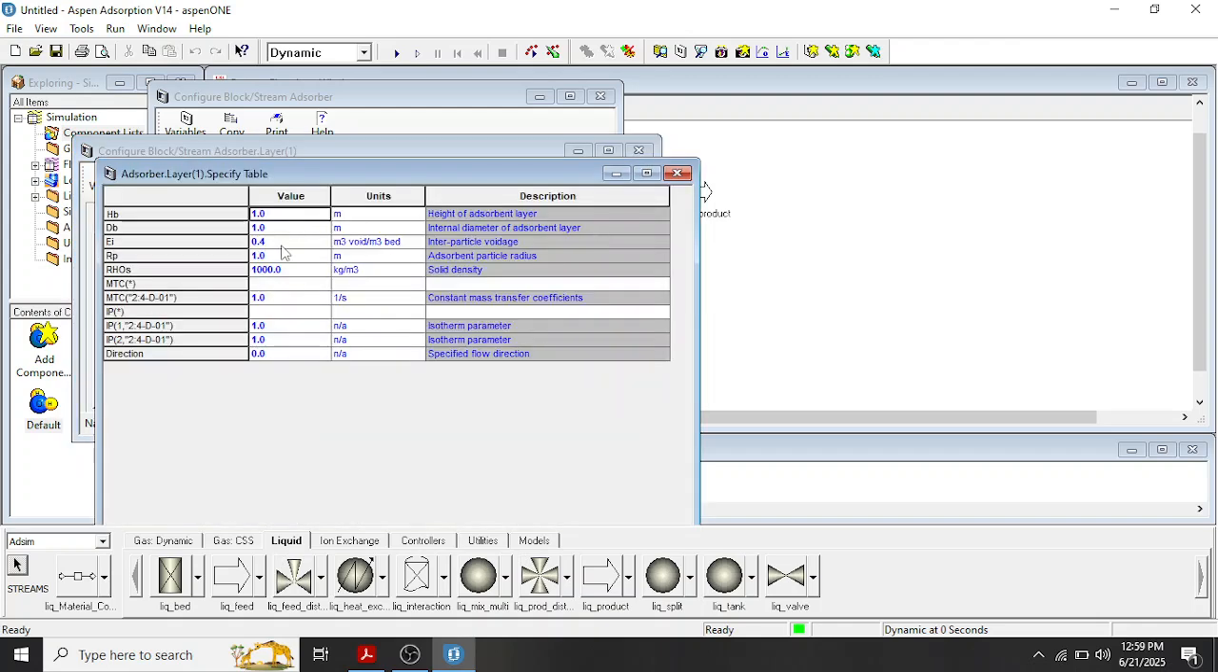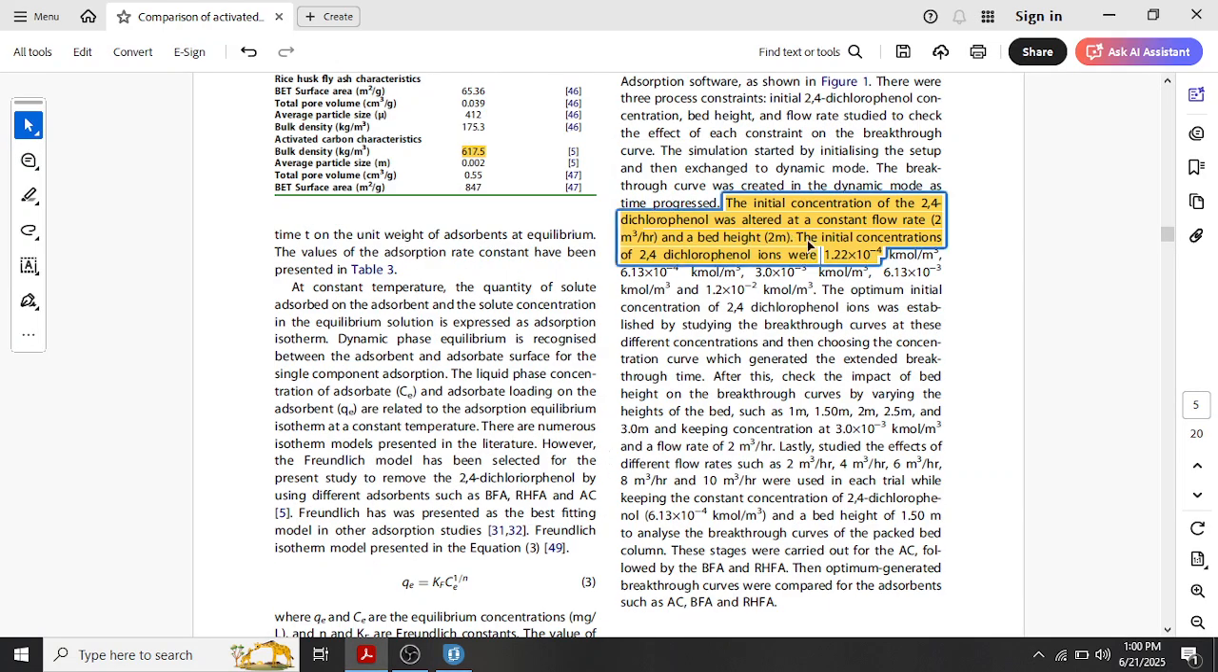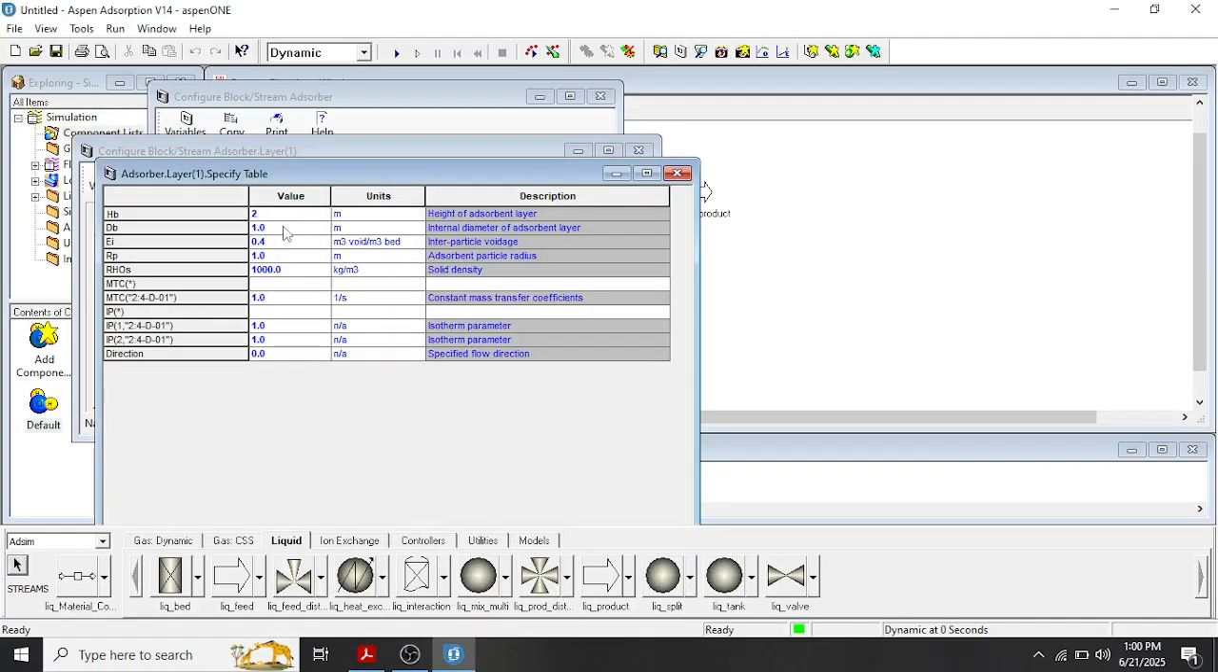Now click on specify. Specify the bed height. What will be the height of my adsorber? The height of the adsorbent layer. I assume that the height of the adsorber is equal to the height of my adsorbent layer, so the height of my adsorbent layer is 2 meters. Suppose I am using 2 meters here. You can use 1 meter, 2, 3, 4, and you can see the effect of the height of the adsorbent on the breakthrough time, the adsorbent uptake, etc. So I am assuming 2 meters.